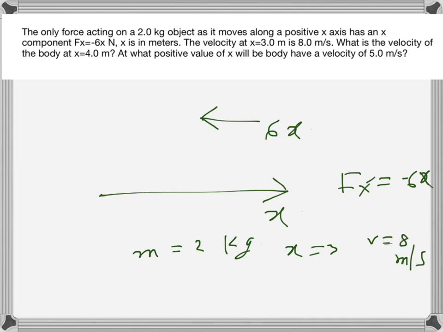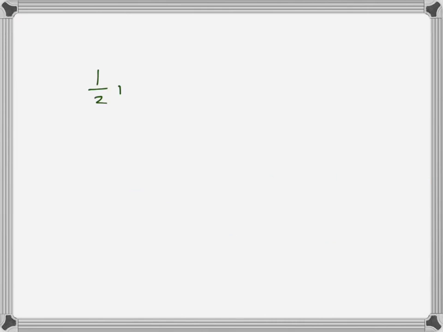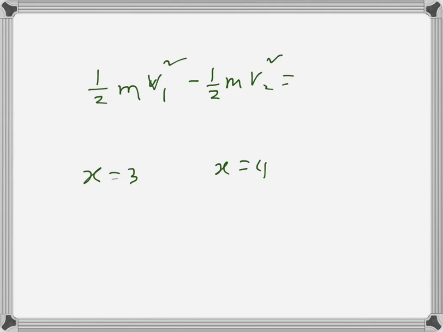And when x is equal to 4, we need to find the velocity of the body. That is what we need to find. So basically the object has a kinetic energy of half m v1 squared when it has the 8 meters per second velocity at x equal to 3. At x equal to 4 we don't know the velocity, so let's say it is v2, so that will be half m v2 squared. This difference in kinetic energy will be the work done by the force to basically stop the object from moving.